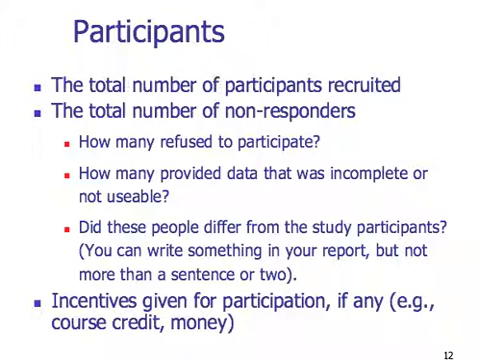You need to include the total number of participants that were recruited and the total number of non-responders. So let's say you have 300 people that you recruited, but let's say 50 of them for some reason didn't actually respond to all or some of the data. Perhaps you would call it 250 people then in your sample.